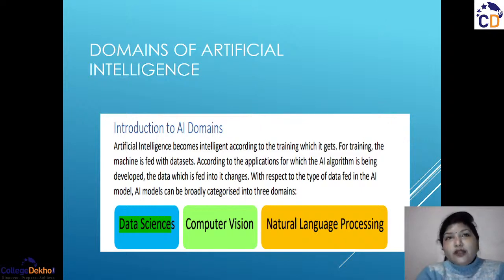With respect to the type of data fed into the AI model, AI models can be broadly categorized into these three domains. If we are working on images, identifying the objects in an image, that is computer vision. If some predictions or comparisons need to be made in the data set, we might be using data sciences, right? So this is how AI domains are segregated into three parts according to the type of data they are going to use.